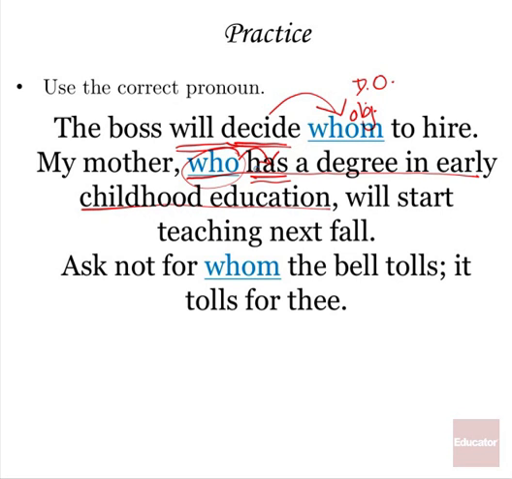And finally, ask not for whom the bell tolls, it tolls for thee. Well, the parallelism for whom, for thee indicates that we're using prepositions over and over. The preposition for requires an object, which means any pronoun that it refers to has to be in the objective case. For whom the bell tolls. And remember, you can just as easily replace him. The bell tolls for him. You could also say the boss will decide to hire him.